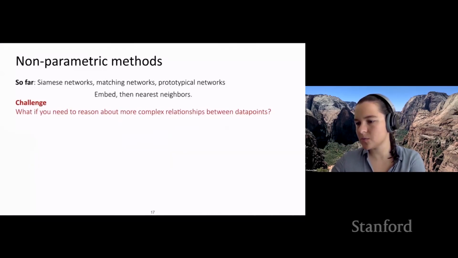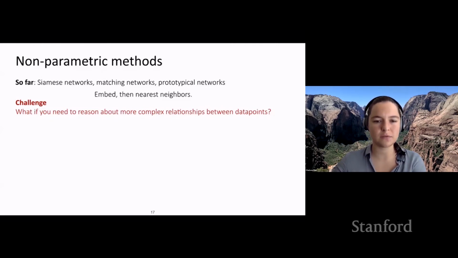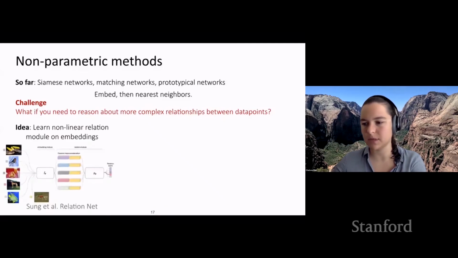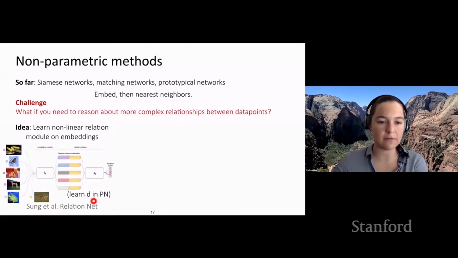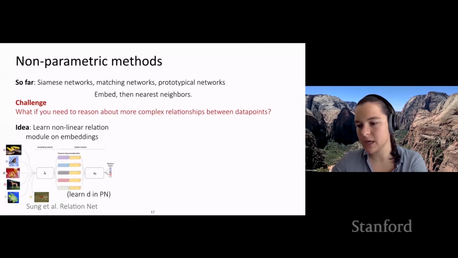So this kind of gets at my next point, which is that maybe averaging isn't really the best way to look at things. What if you have more complex relationships between different data points of the same class? There are a few different approaches that do this. For example, I guess this isn't really replacing the average, but this is learning a distance in prototypical networks rather than using Euclidean or cosine distance. It's actually learning a neural network to produce the distance.